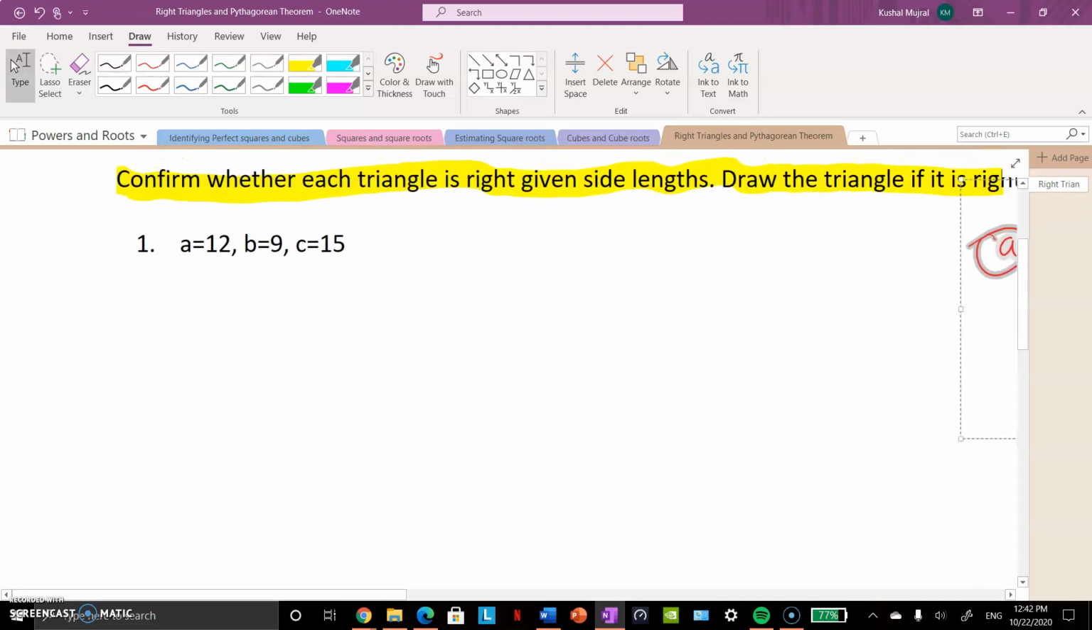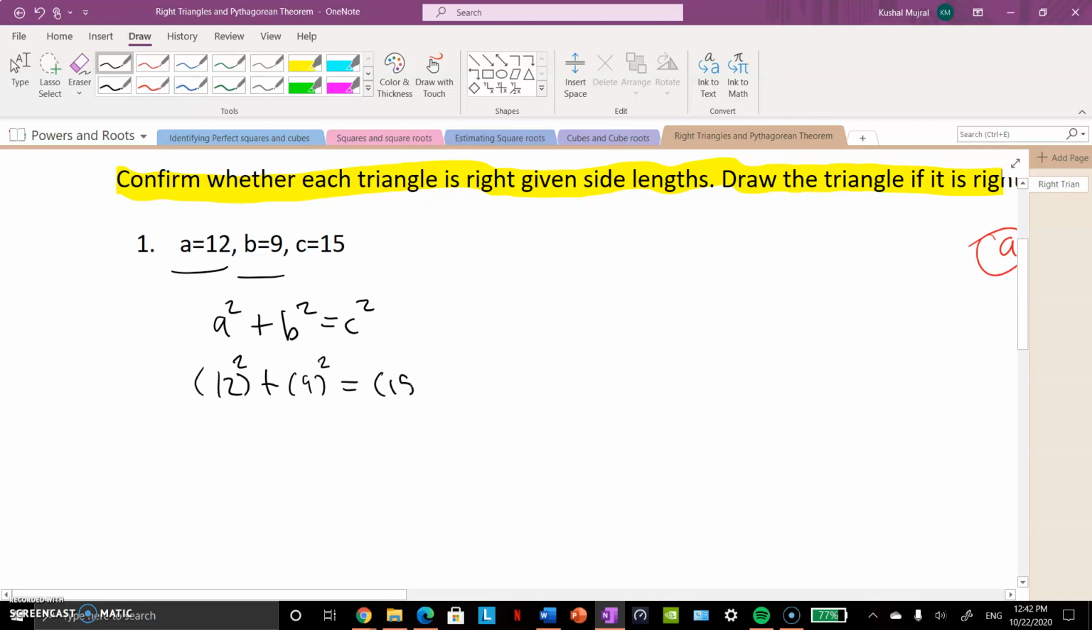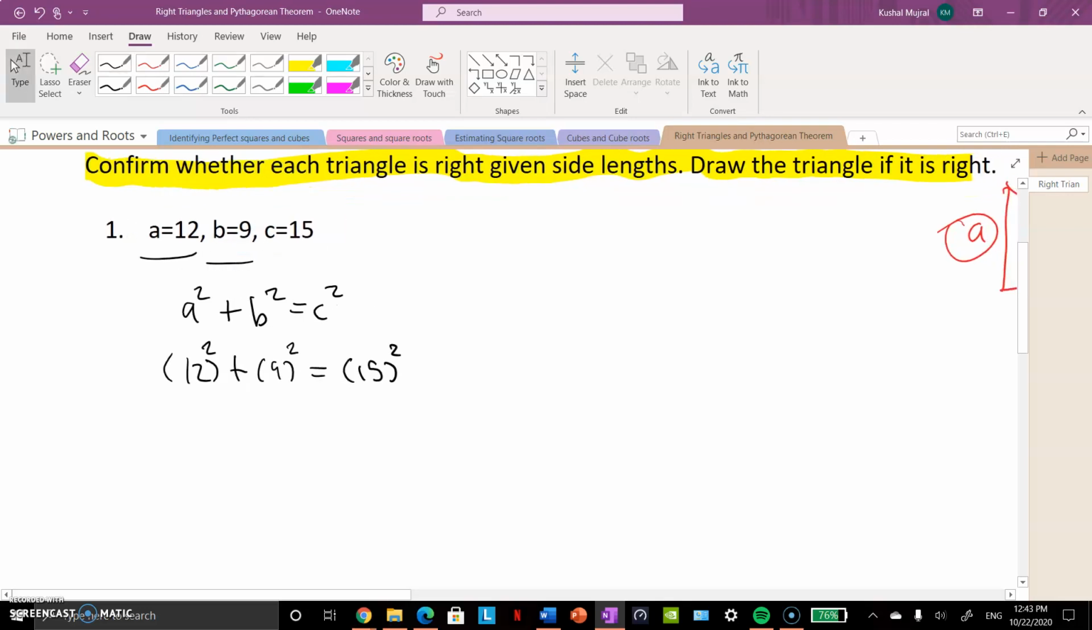Actually, the question says first confirm whether each triangle is right. Okay, so we're going to look at the two smallest numbers, which is 9 and 12. A squared plus B squared equals C squared. A is 12, so 12 squared plus B is 9, so 9 squared equals 15 squared. So we're going to check if this statement is correct. And if it's correct, then that means that the triangle is a right triangle. Okay? Only if Pythagorean theorem works can we say that a triangle is a right triangle. Right triangle meaning this is a 90-degree angle. Okay? So let's take a look.